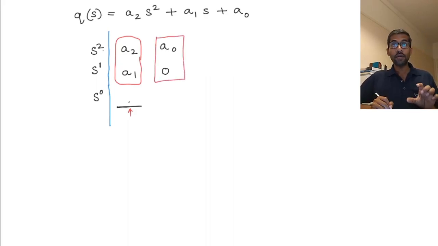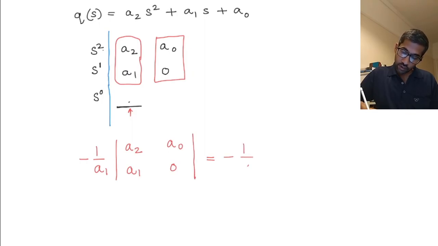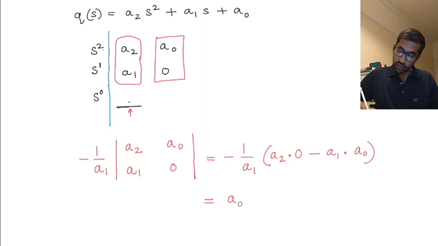And what is my value here going to be? It's going to be minus 1 over a1, and the determinant is a2, a1, a0, and 0. And if you evaluate this, you will get minus 1 over a1, a2 times 0 minus a1 times a0, and that's going to be equal to a0. Okay, so the value that goes here is going to be a0.